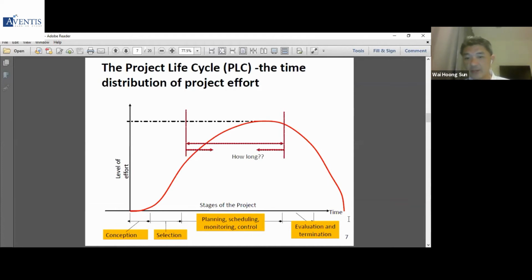And finally, when you have completed a project, you have to evaluate the end product. Is it successful? Does it meet the specs? Does it meet the customer's expectations? You probably have to write a project report at the end, and of course the last of the items will be to terminate the project because the project is finished.